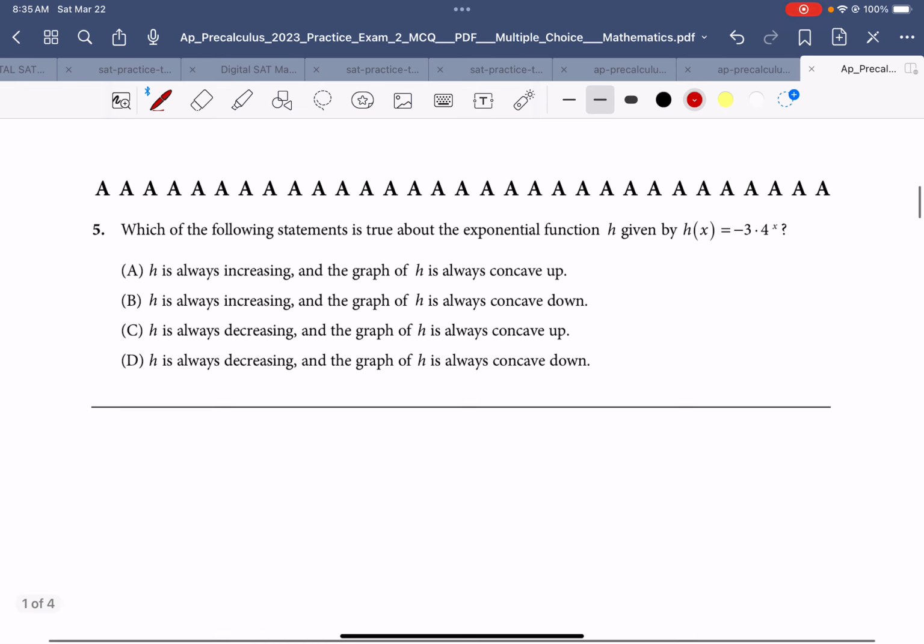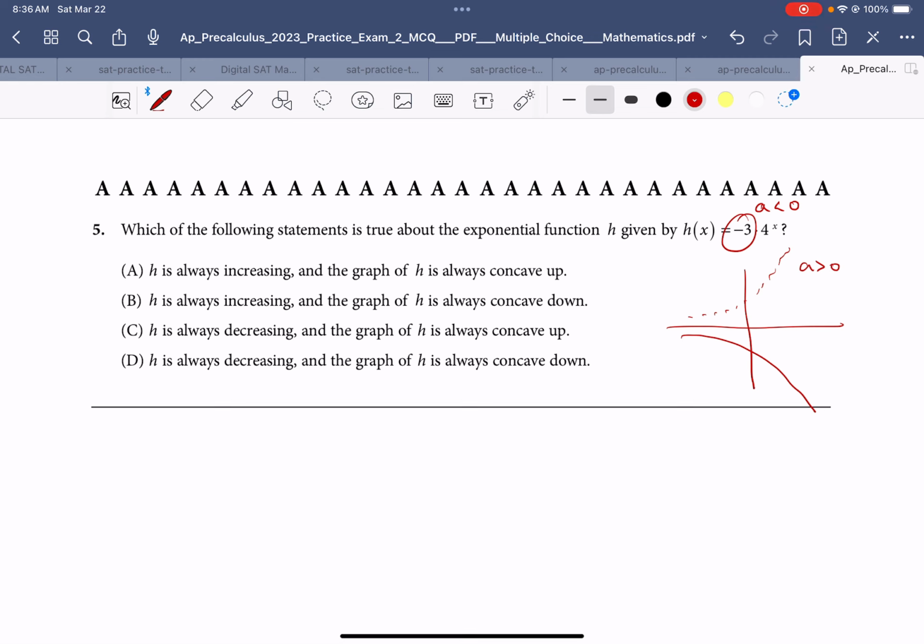Right. Number 5, which of the following statements is true about exponential function h given by negative 3 times 4 to the x? Okay. So since your a value is negative, and b value is greater than 1, instead of going this way, as if a is positive, but this one a is negative, right? So then you flip it, so going this way, right? And of course this point here, when x equals 0, 4 to the 0 is 1, so negative 3 times 1 is negative 3, so it should be negative 3 here. Okay, graph shape like that.